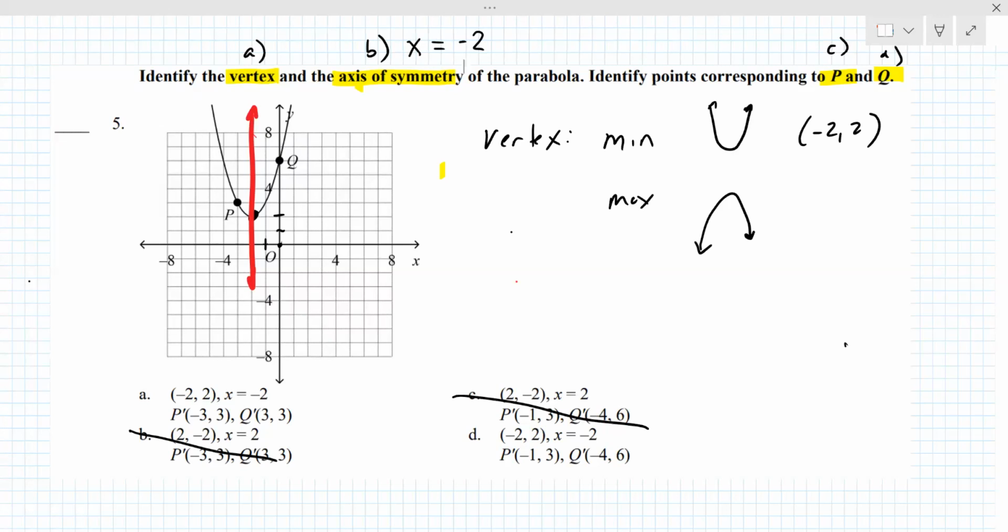Okay. All right. Now, points P and Q, that's just labeling them. But you can see that both A and D have the same axis of symmetry. So then it just comes down to labeling the points correctly. I don't know why this is P prime and Q prime. Anyway, point is we'll just go with A. I didn't make this question. This is just me going to the internet. So, okay. All right, let's look at another question here.